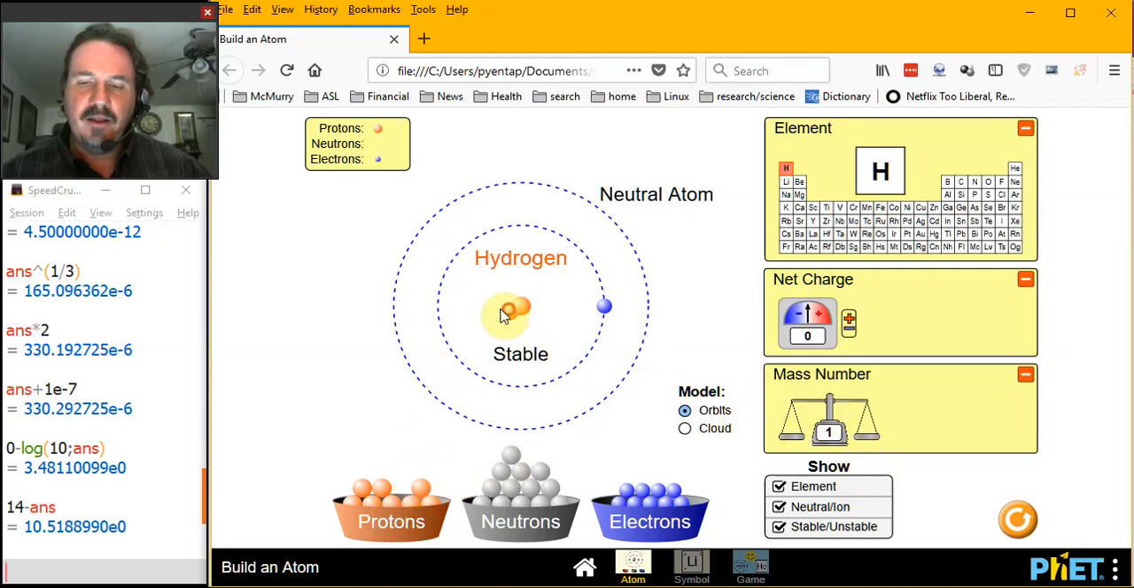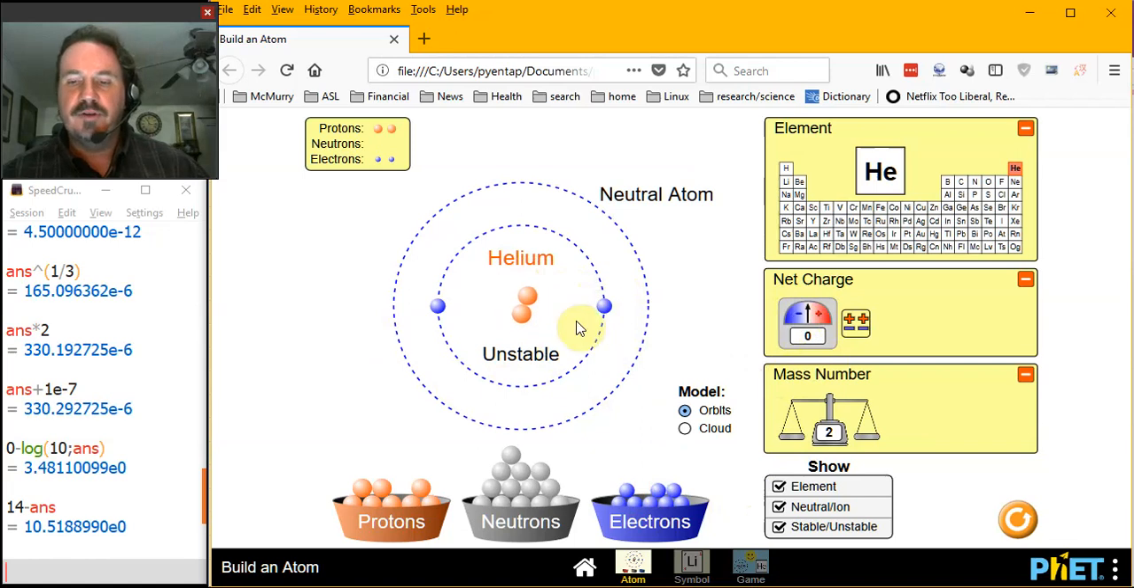If we add another proton here, now we've got two of them. We still have that one electron out here, so it's still got a +1 charge because now we've got +2 here and a -1. All we have to do is add another electron out here, and now our charge is back to neutral again. 2 protons, 2 neutrons. Right? That would be helium. Right?